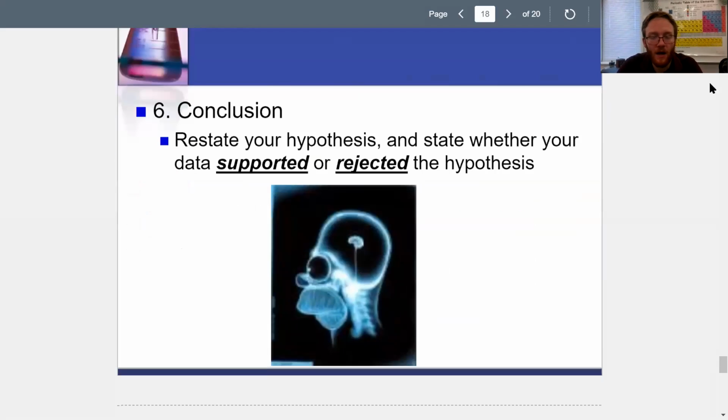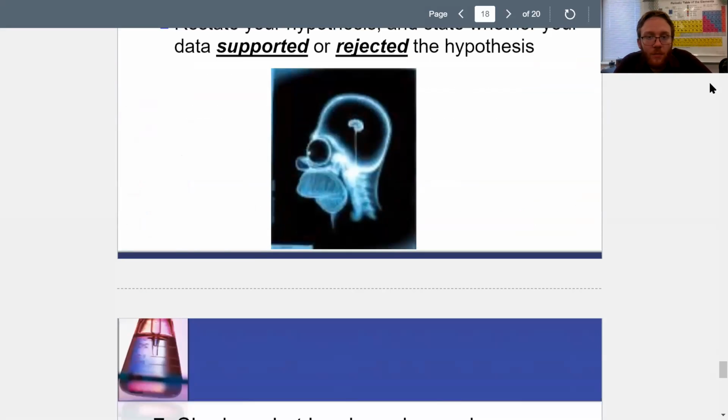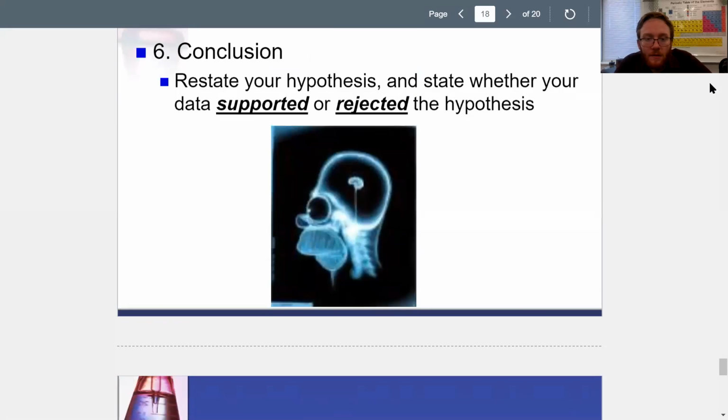All right, so I thought that if I close my door, then the door down the hallway would close. I did this 10 times and found that every time I closed my door, the door down the hallway closed. Thus, there's a relationship between the 2. That would be a conclusion. All right, supported or rejected.